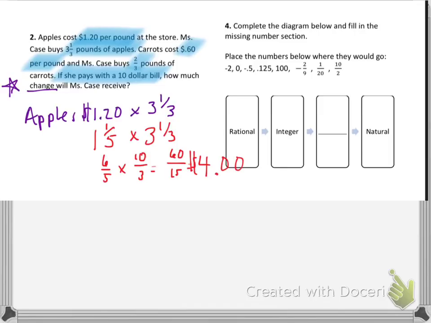Alright, well now we're going to talk about carrots. So for carrots, she pays 0.60 cents for 2/3 of a pound.